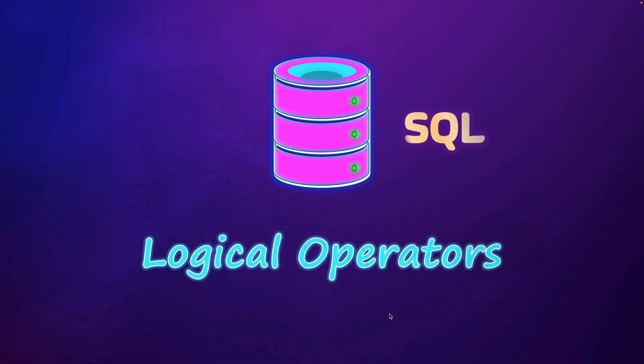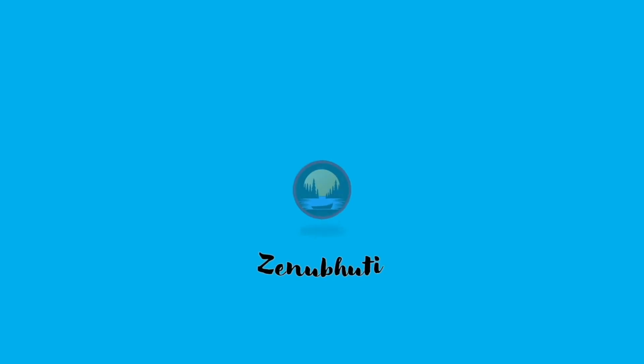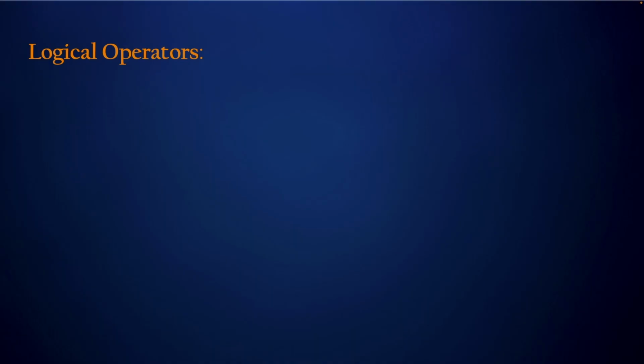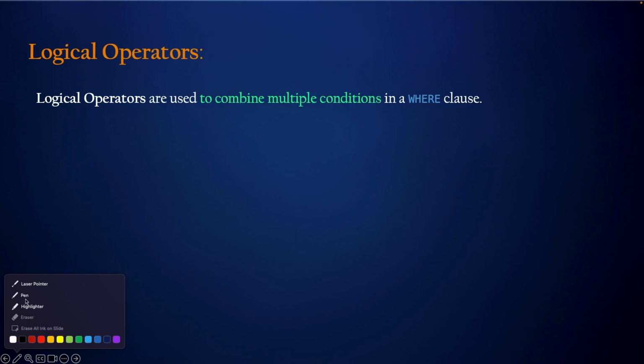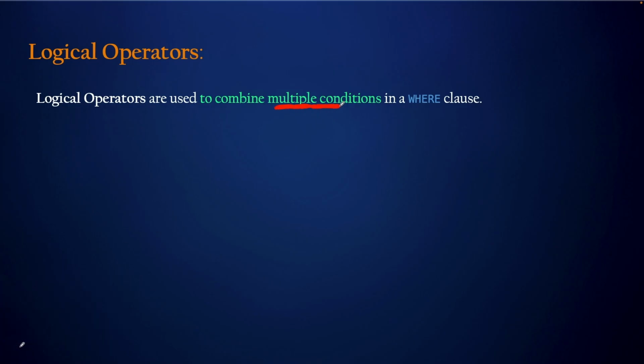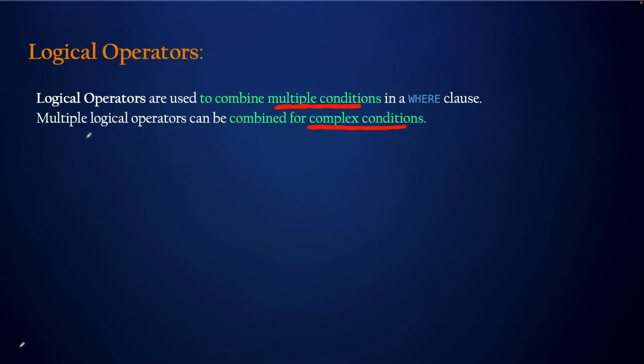Hello everyone, we're going to discuss here logical operators. Let's see what is meant by logical operators. These operators are used to combine multiple conditions in your where clause. Multiple logical operators can be combined for a complex condition. Let's say if you want to create a complex condition, then you can use more than one logical operator.